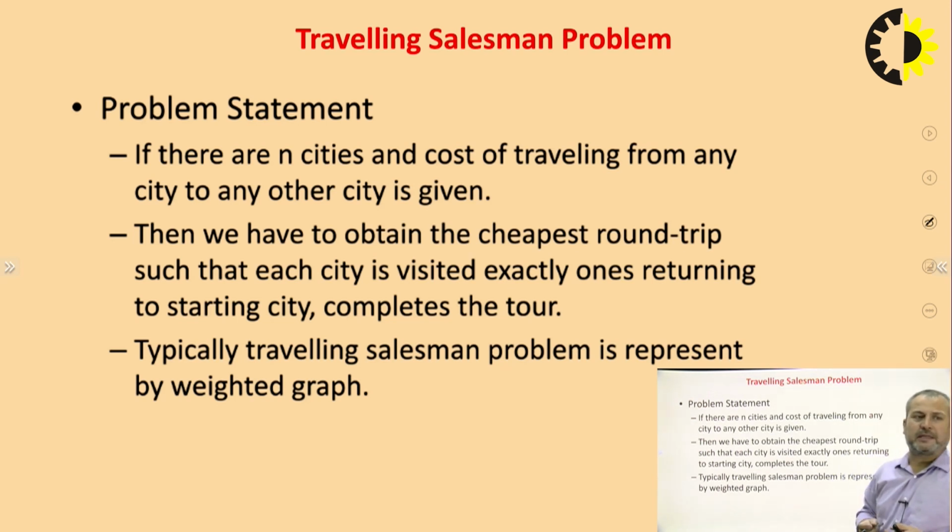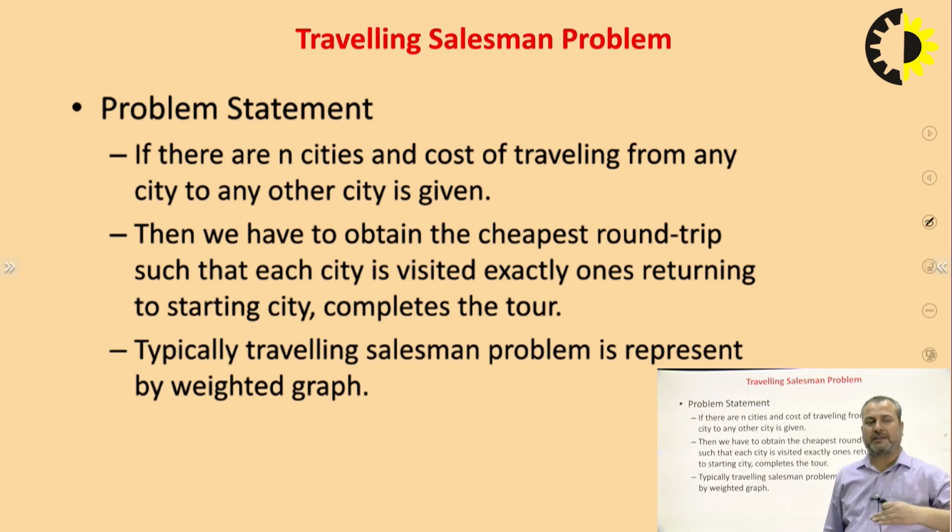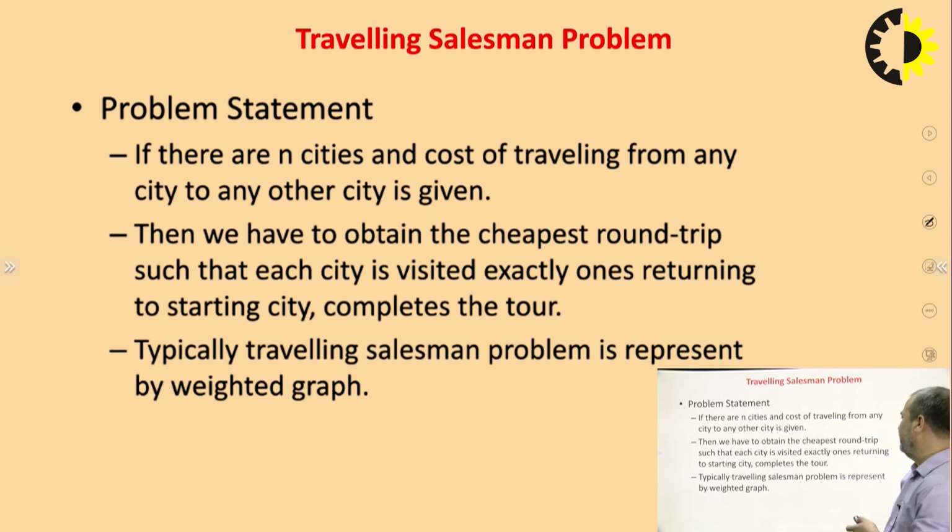Here is a salesman who starts visiting from one city, for example any node, say A, and starts visiting all. So there will be a state space tree. Out of that state space tree, which branch we follow so that all nodes will be visited and the cost must be minimized. Typically the traveling salesman problem is represented by a weighted graph. Of course, if the weights are given, then and only then can we find the overall cost, so that we can get the minimum weight.